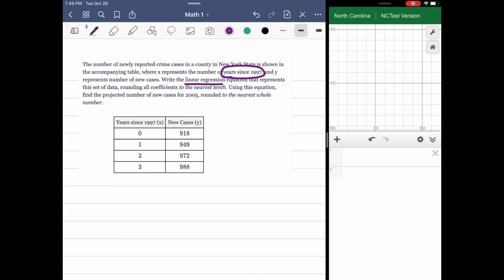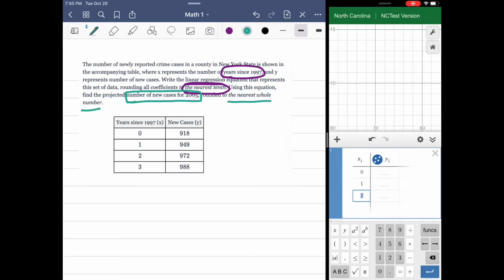So they want you to write a linear regression. So linear regression just means line of best fit. And they want you to round your values to the nearest tenth. So this is different. I normally say round to 3 decimal places, but this one says round to the nearest tenth. But after we do that, we want to predict the number of cases in 2005. And they want us to round that to the nearest whole number.